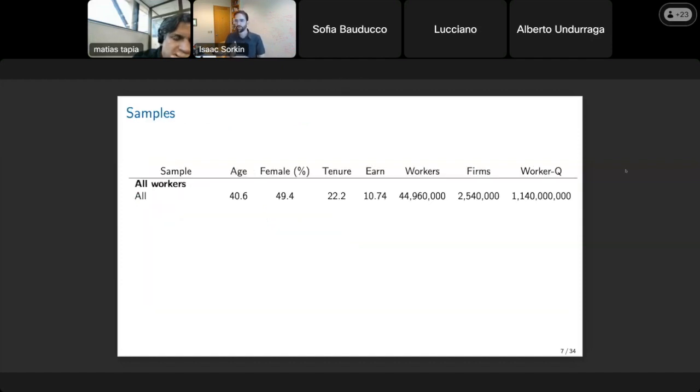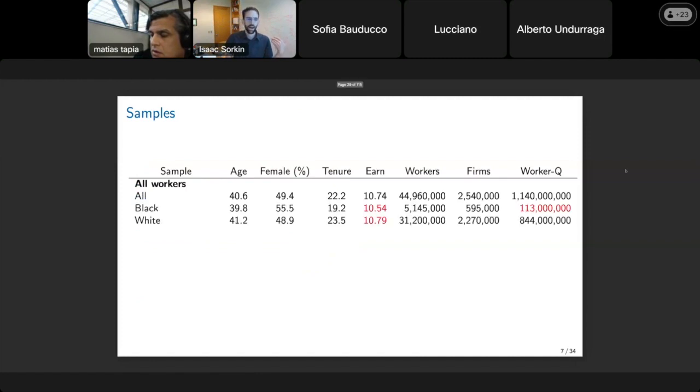Okay, so in terms of samples, I start with something that looks like big data, in that I have over 1 billion worker quarters. I have a bunch of workers, I have a bunch of firms. Here are some statistics about them. Between Black and white workers, I have over 85% of the labor market in terms of worker quarters. You can see that there are large unconditional earnings gaps between Black and white workers, about 25 log points. Black workers in these slightly more stable employment relationships are more likely to be female, slightly younger, lower tenure, etc.